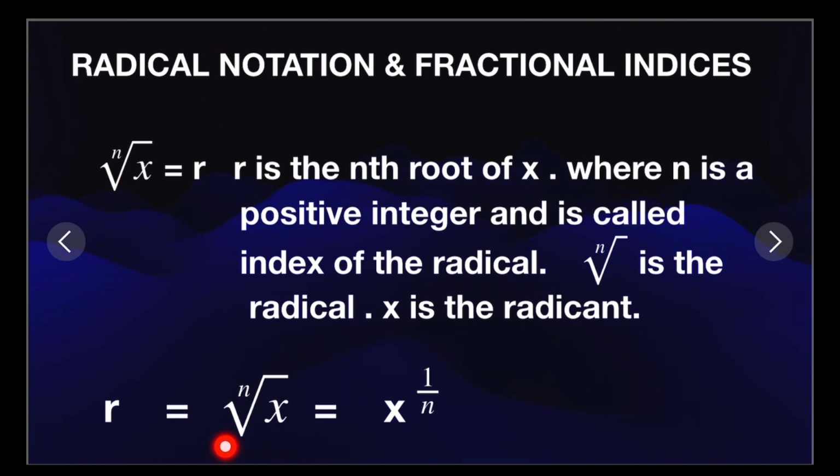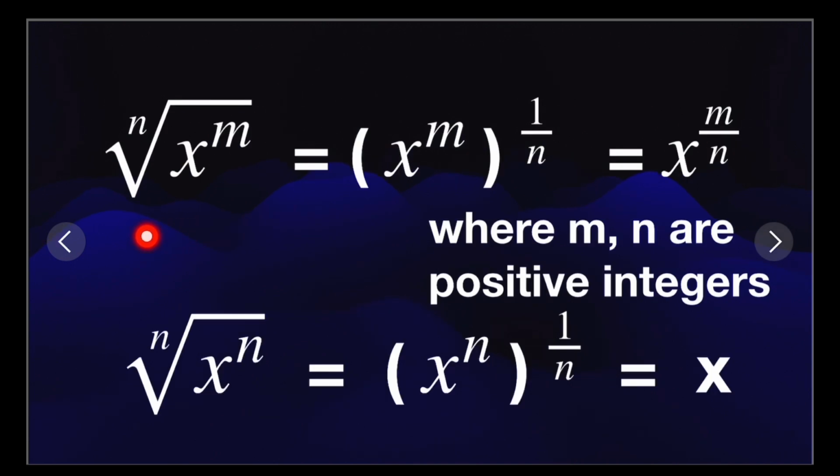We can rewrite this as x raised to 1 upon n. So all the sums we will do on radical notation, we will convert to fractional indices and solve the sums. So here's another radical notation, and we'll see how we can convert it into a fractional index.